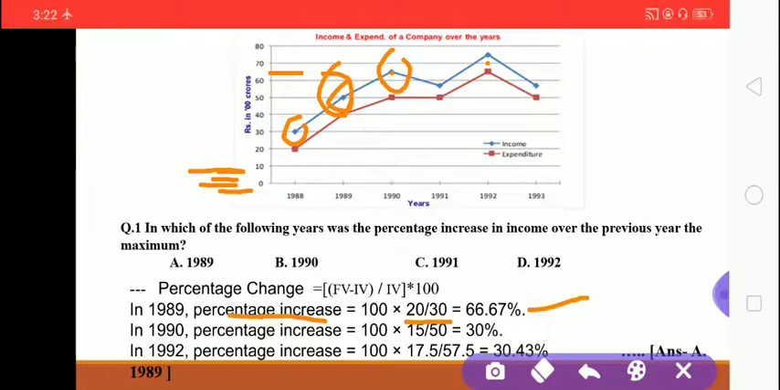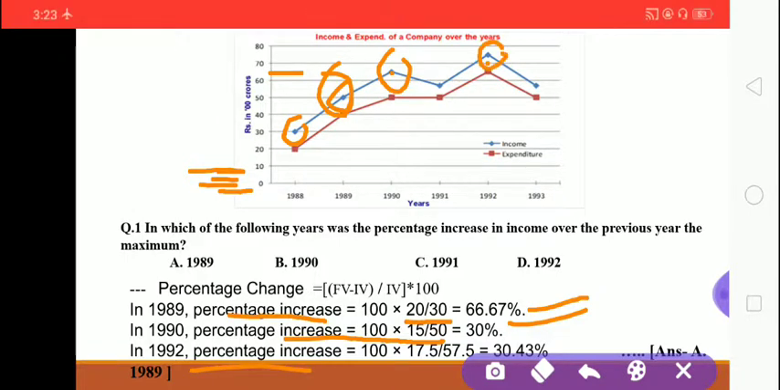65 minus the initial value at 1989, which is 50. Therefore 65 minus 50, that is 15, divided by 50, the initial value. That will be the percentage increase, and it is coming as 30%. Similarly for 1992, now.